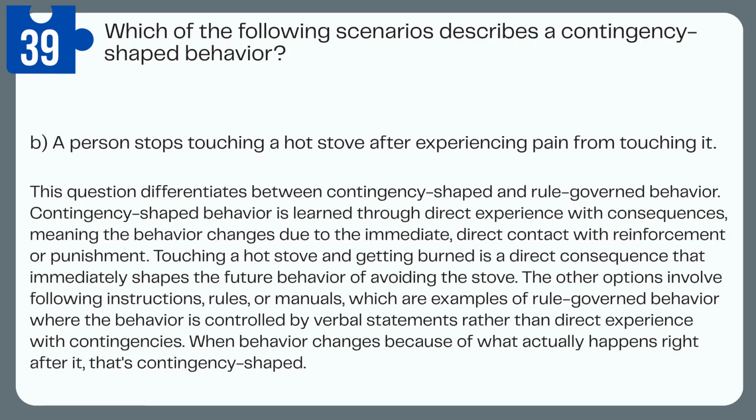of avoiding the stove. The other options involve following instructions, rules, or manuals, which are examples of rule-governed behavior, where the behavior is controlled by verbal statements rather than direct experience with contingencies. When behavior changes because of what actually happens right after it, that's contingency-shaped.